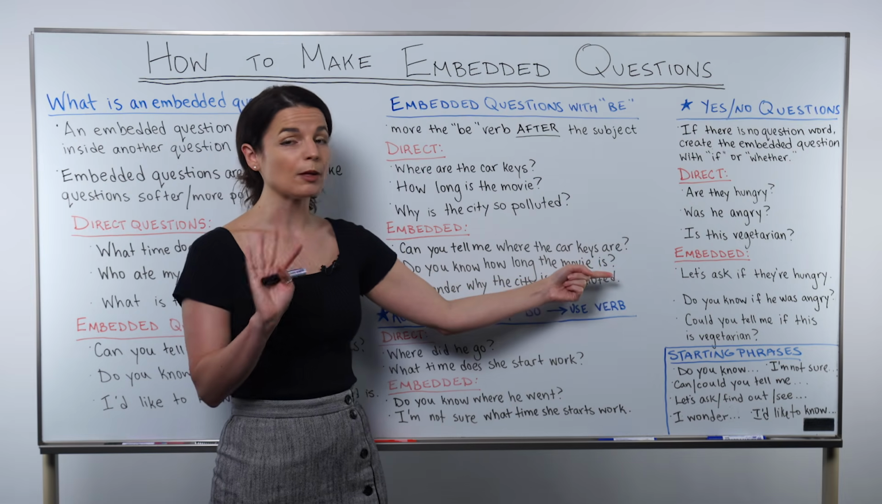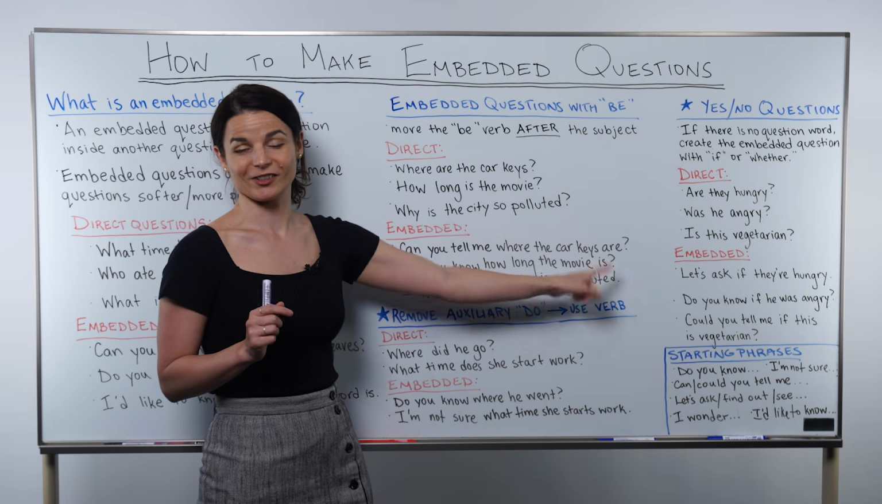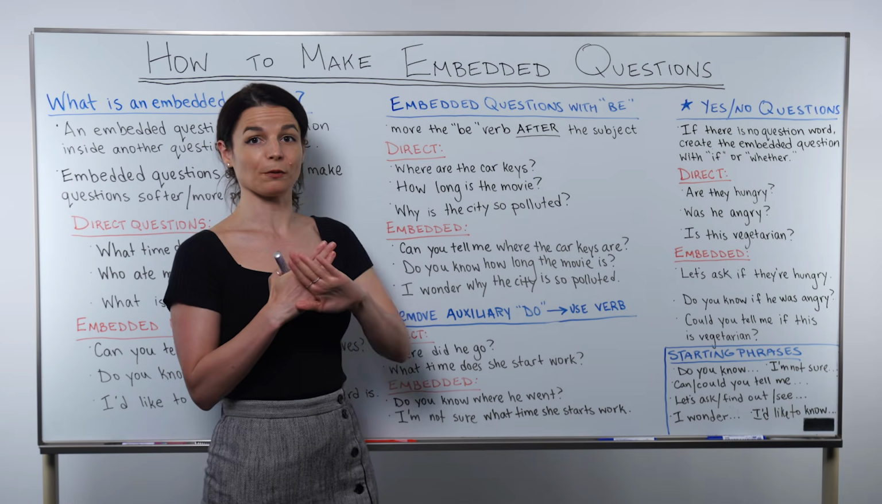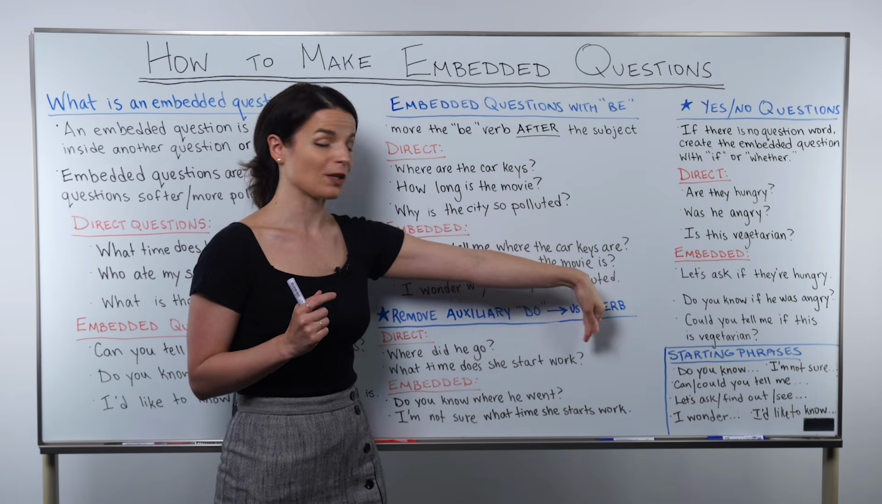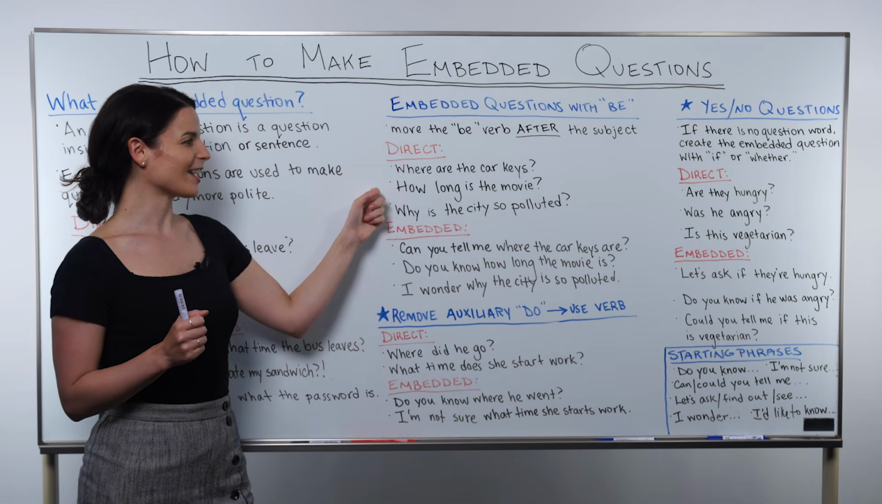A very common mistake is that learners don't move the be verb to after the subject. Can you tell me where are the car keys is incorrect. Make sure to move it to the after-subject position. Okay, let's look at the next example.